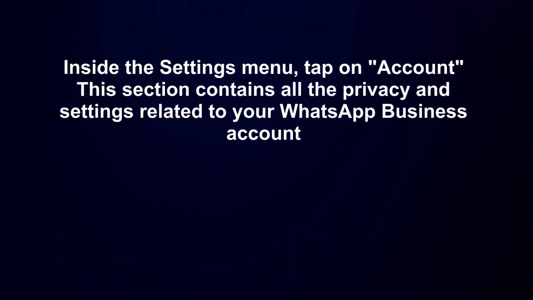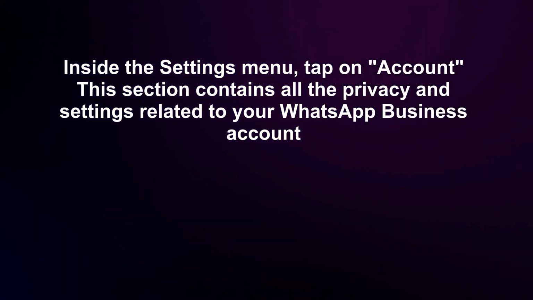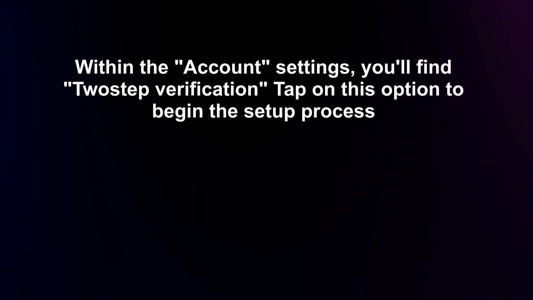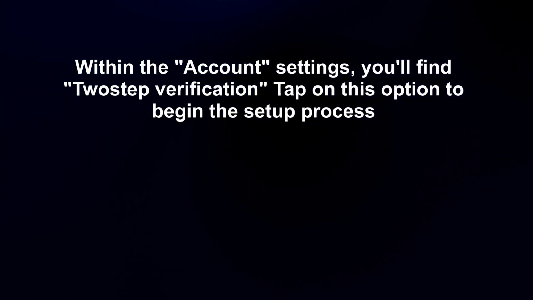Inside the Settings menu, tap on Account. This section contains all the privacy and settings related to your WhatsApp Business account. Within the account settings, you'll find two-step verification. Tap on this option to begin the setup process.